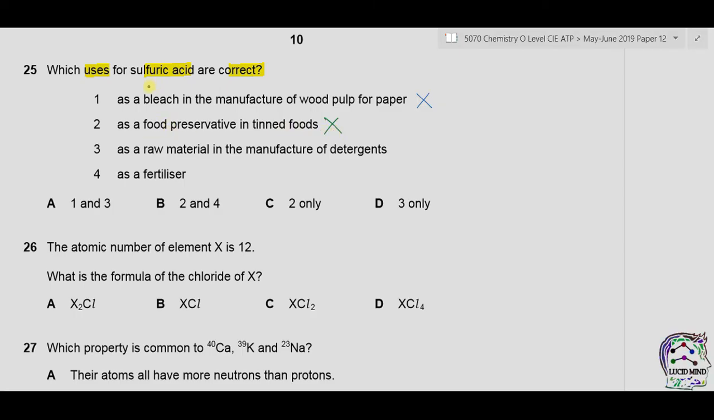sulfuric acid. 3. As a raw material in the manufacture of detergents. This is true because sulfuric acid can be used to make detergents. 4. As a fertilizer. Now sulfuric acid is not directly used as a fertilizer, it is used for the manufacture of different fertilizers. As only option 3 is correct, so therefore answer is D.